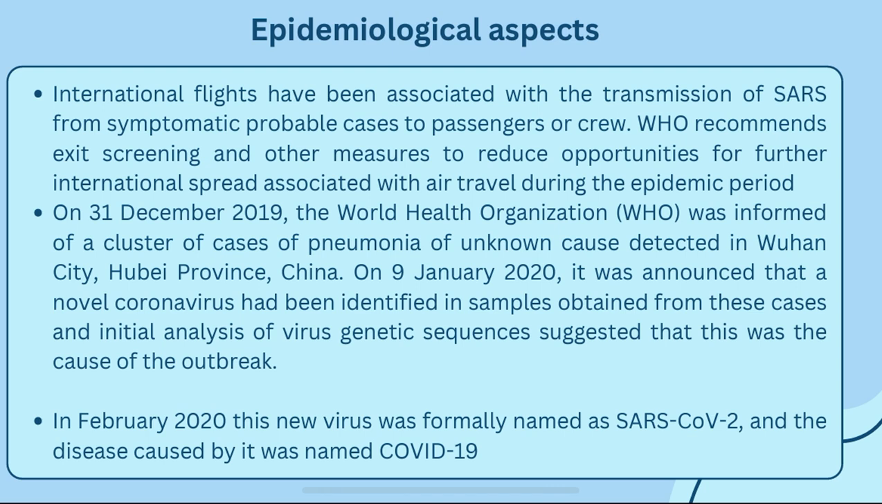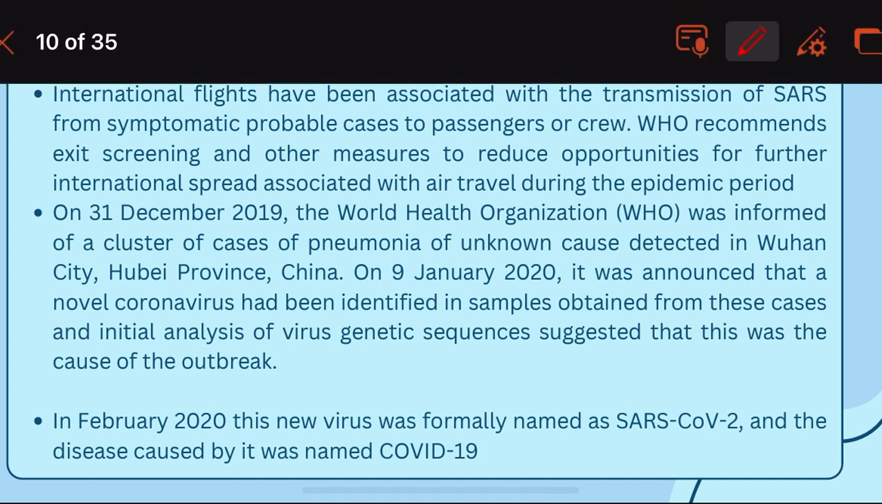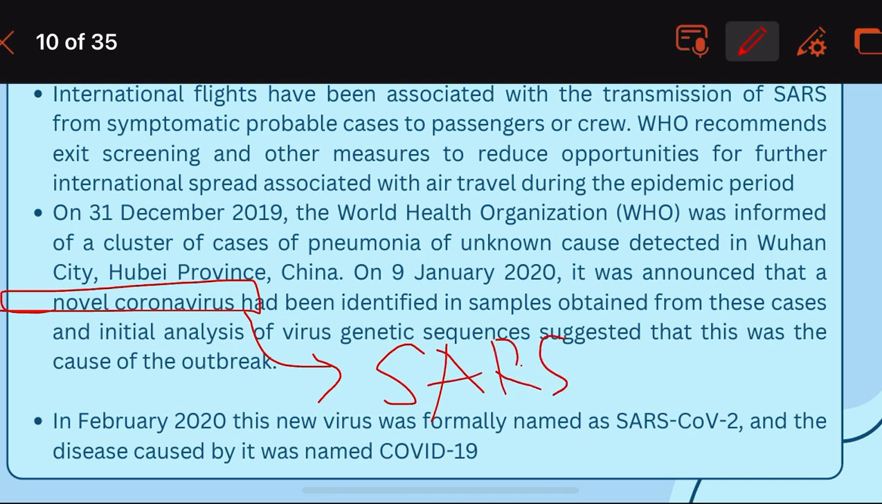And we see that the novel coronavirus was identified in the samples obtained from these cases, and the initial analysis of the virus genetic sequences suggested that this was the cause of the outbreak. So what was the cause of the outbreak? It was the novel coronavirus. Let us just underline it. The novel coronavirus is the causative factor for the severe acute respiratory syndrome.